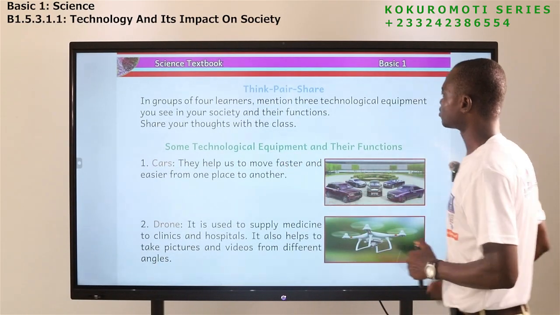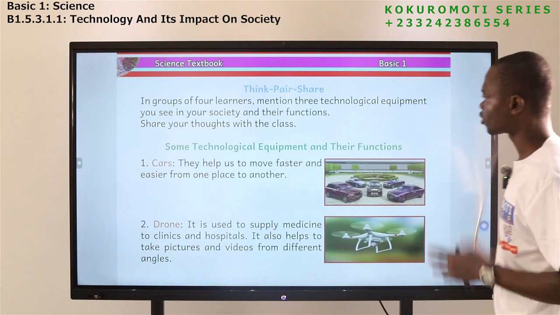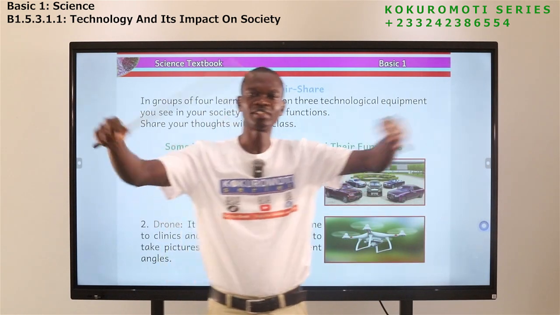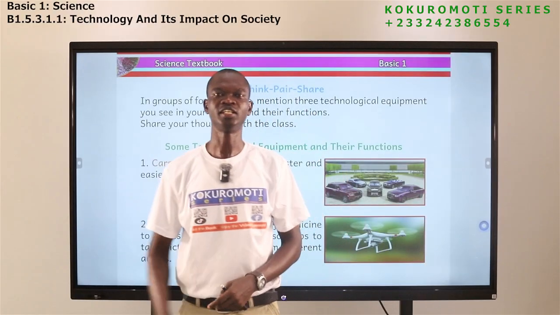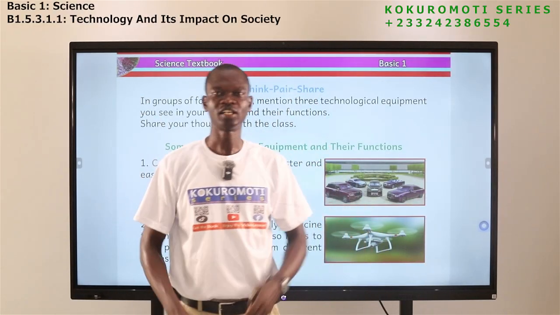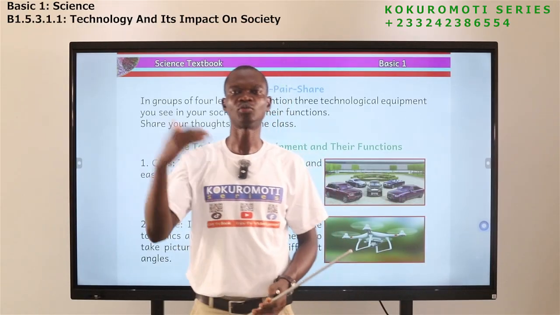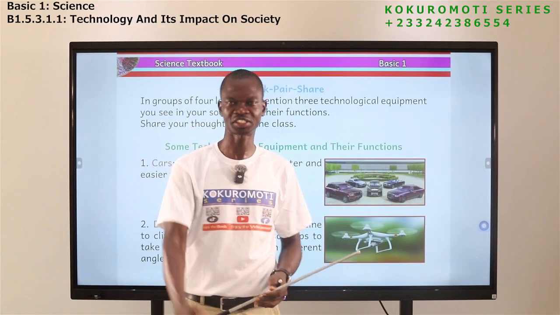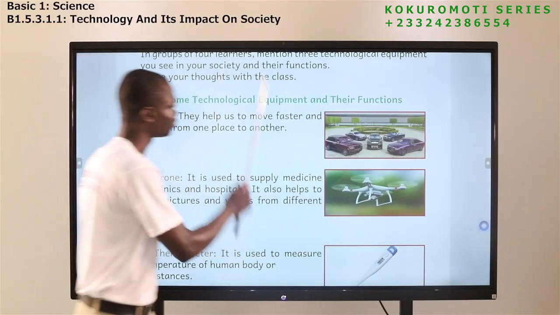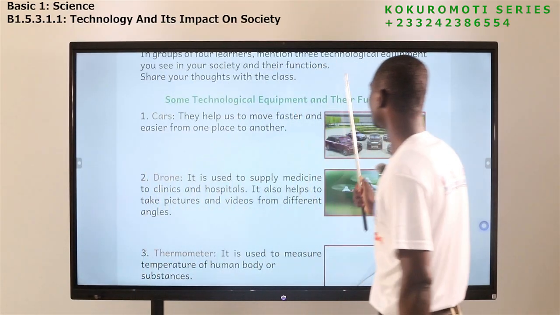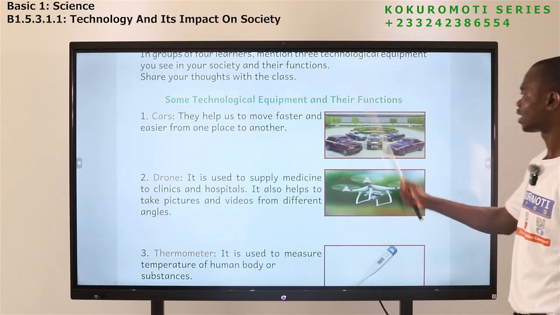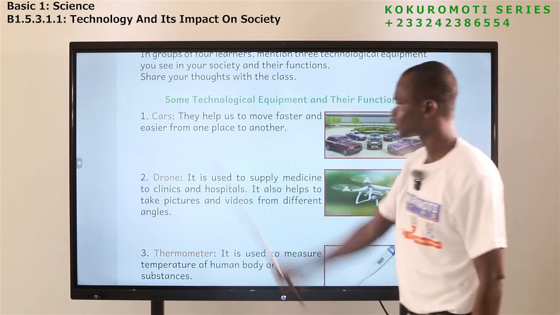Okay, so let's go to this side. In groups of 4 learners, mention 3 technological devices or equipment you see in your society and their functions. So look around. What are some of the technological devices that you see in your room, in your house, in your environment? Mention them and what they are used for, their functions. So let's look at some of them. Some technological device or equipment and their functions. The first one is what?